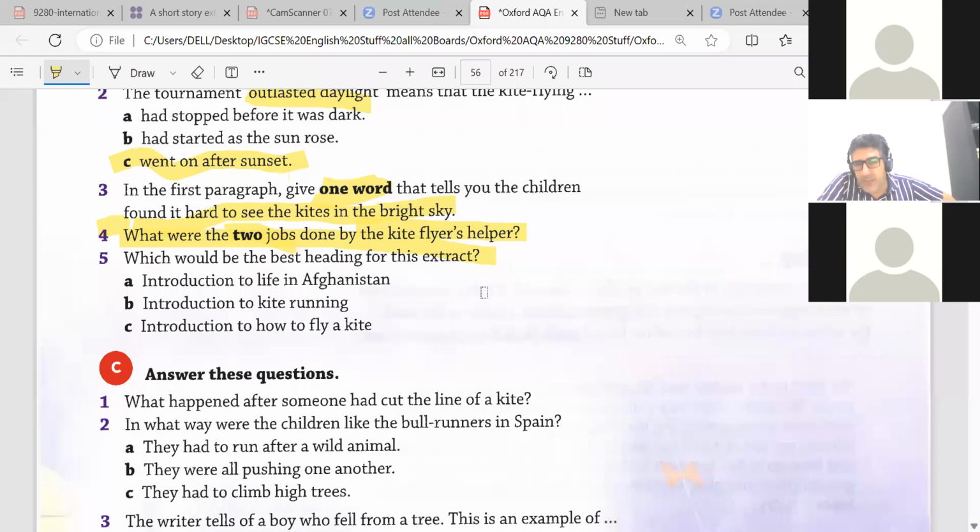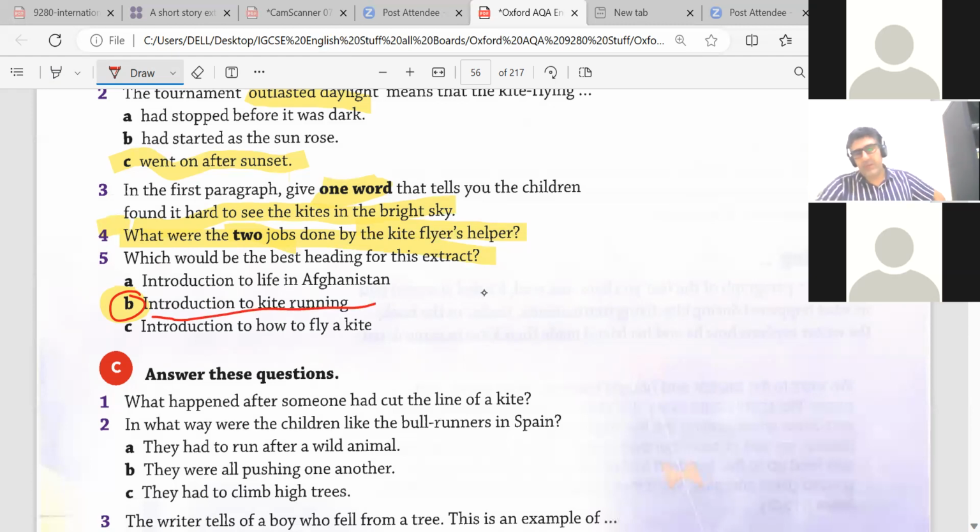Or introduction to kite running? Or introduction to how to fly a kite? It is B. Yes, you are right, Akram. It is B. Why no, wrong, Khalid? Because he doesn't give me any details about Afghanistan or the life in Afghanistan. Just focus on kite running as a competition in Afghanistan, but nothing related to life in Afghanistan. So the best title is B.